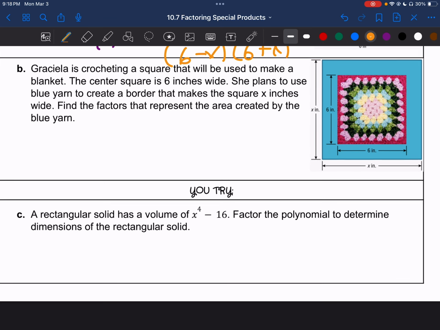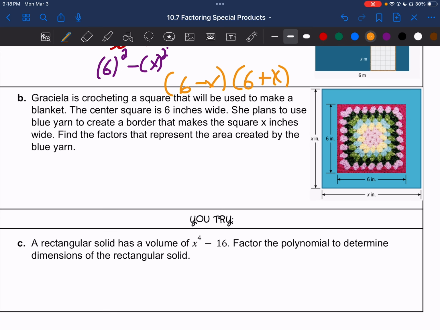Letter B, Graciela is crocheting a square that will be used to make a blanket. The center square is 6 inches wide. She plans to use blue yarn to create a border that makes the square x inches wide. Find the factors that represent the area created by the blue yarn. All right, so we want to find the area created by the blue yarn. So that's going to be the total minus the colored part. So the total area is x by x, or x squared, minus the inner area that's going to be colored, which is going to be 36.